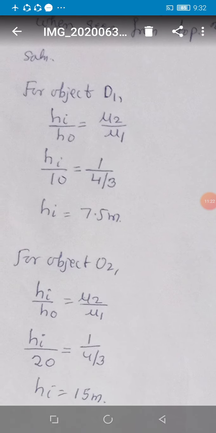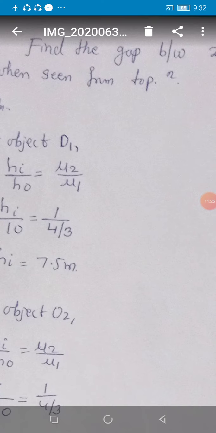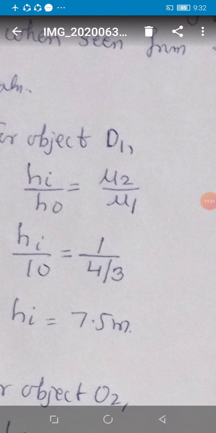Now see the formula, student. For the object, hi upon ho, height of the image upon height of the object, equals mu2 upon mu1. Again, student, mu2 is the second medium. Remember, second is air, so I have written 1. Mu1, first medium, 4 by 3. Height of the object is 10, it is given, 10 meter below the surface. So see, height of the image is 7.5 meter. Means the object O1 will appear at a depth of 7.5 meter from the top surface of the water, a little above the actual.